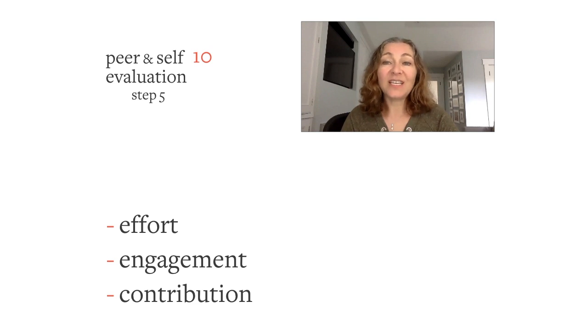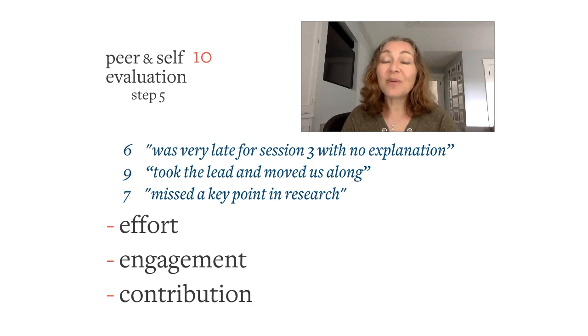Following the debriefing session, each student sends me a number between 5 and 10 for each group member as well as for themselves, with a single statement of justification. So for example, they might say, so-and-so gets a 6 because they were very late for session 3 with no explanation. Or so-and-so gets a 9 because they took the lead and they moved us along. Or I get a 7 because I missed a key point in research. And then I just average these numbers for each student to generate a mark out of 10 that cannot be lower than 5. Here's what my scorecard looks like.